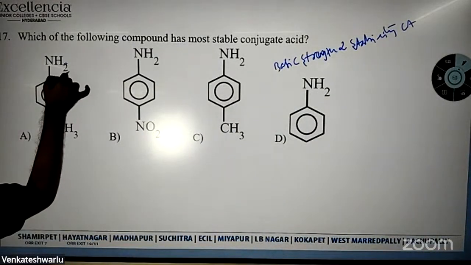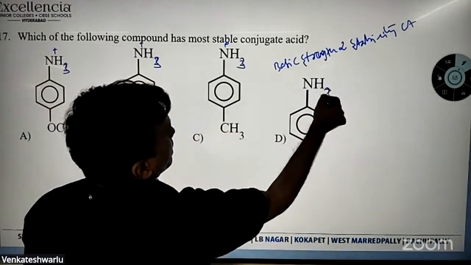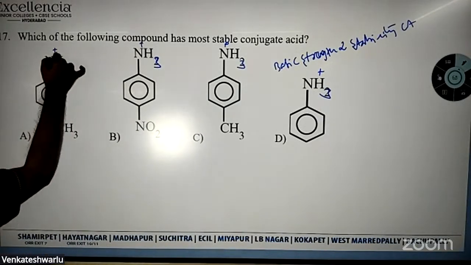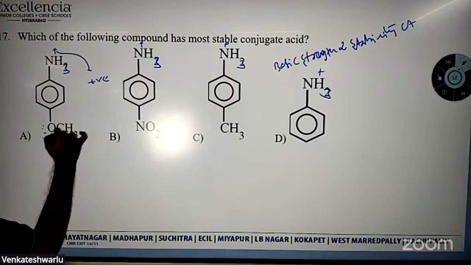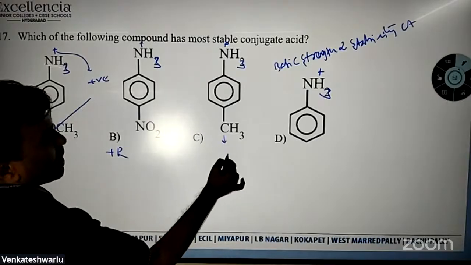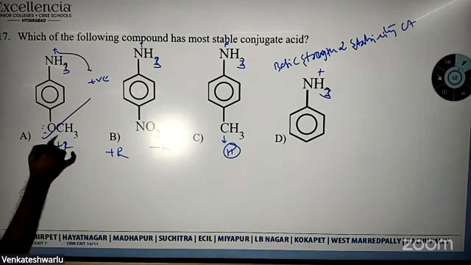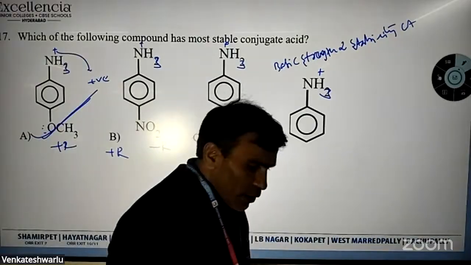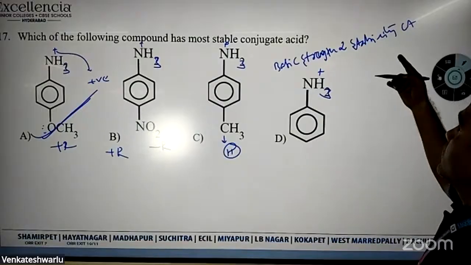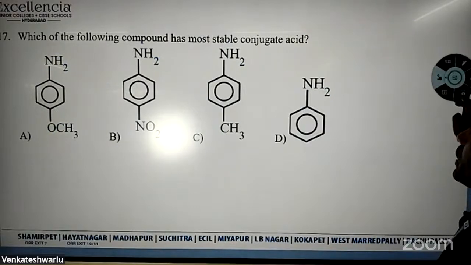Conjugate acid means here NH3 plus. NH3 plus is the conjugate acid. So the conjugate acid has a positive charge, right? Here the positive charge is stabilized by donating groups, by plus R groups. So here hyperconjugation is there, and here minus R is there. Here no resonance. Here plus R is there. So the right answer is A. So the point is here plus R groups increase the basic strength of the amines. That means stability of the conjugate acid is directly proportional to basic strength. Next question.